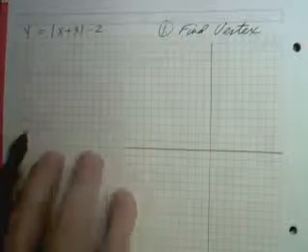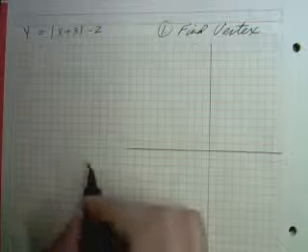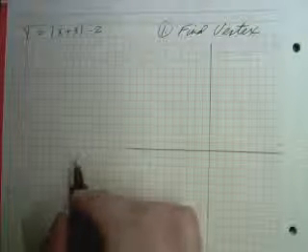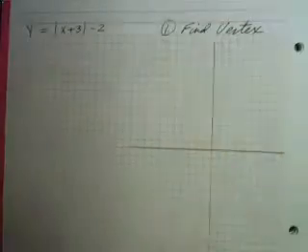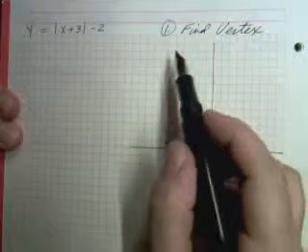We're just going to go over graphing an absolute value equation here. I've been getting a lot of questions on these, and a lot of students have had trouble with them on the assignment. So I wrote the first step over here.